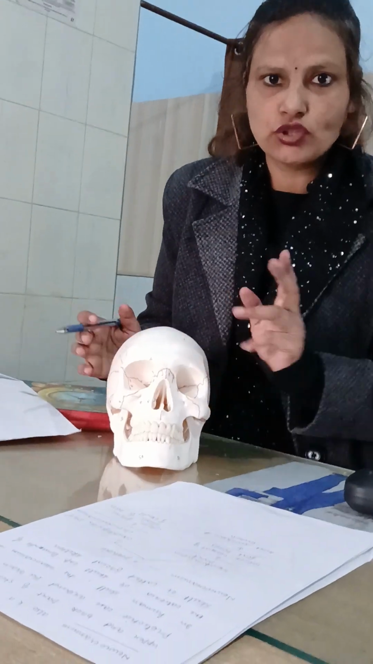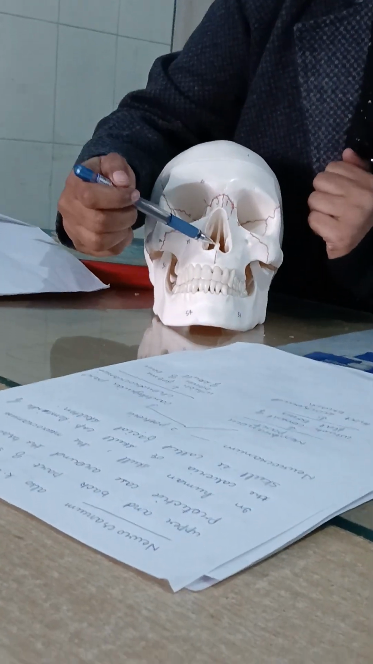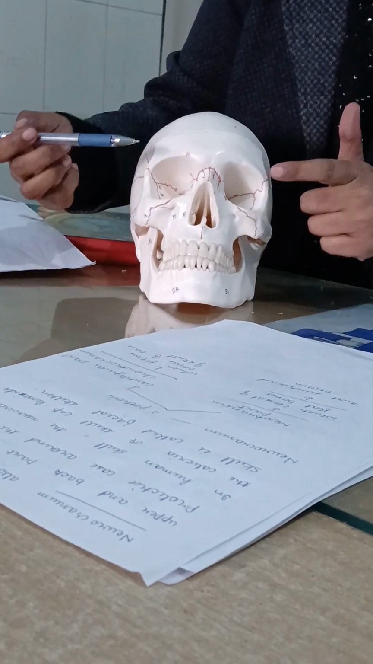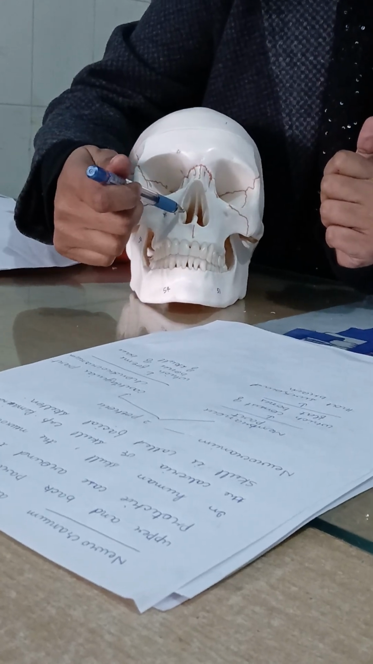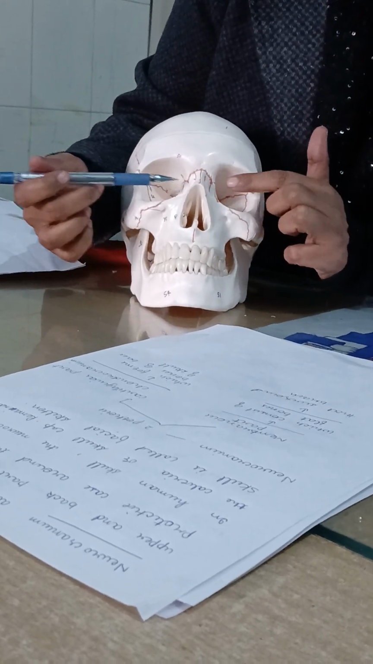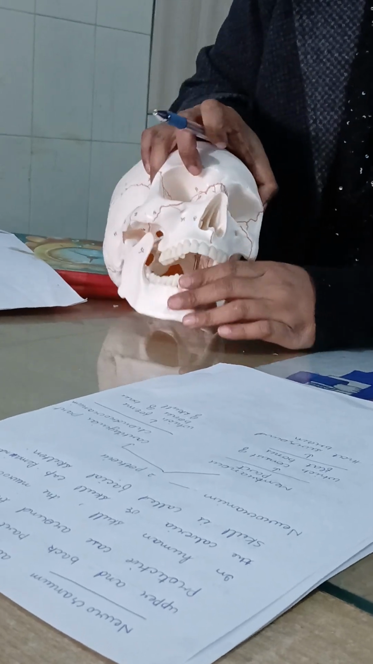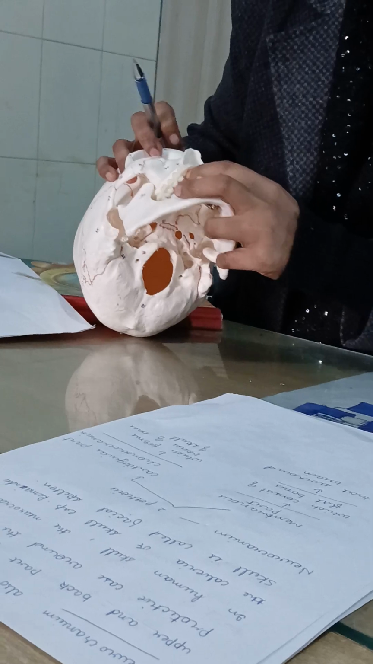So these are the 14 facial bones, in which 2 bones are single. First is the mandible, second is the vomer. Others are paired, like 2 maxillary, 2 nasal, 2 inferior nasal concha, 2 lacrimal, 2 zygomatic, and 2 palatine bones. Here I show you the palatine bones. These are also paired bones.